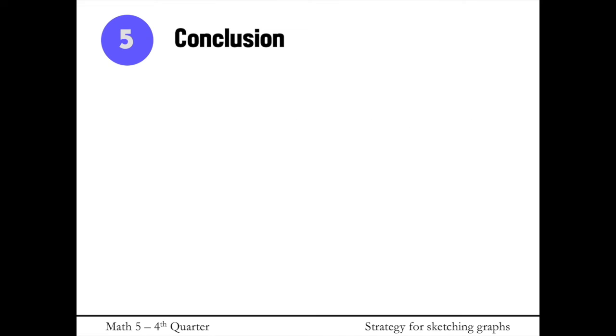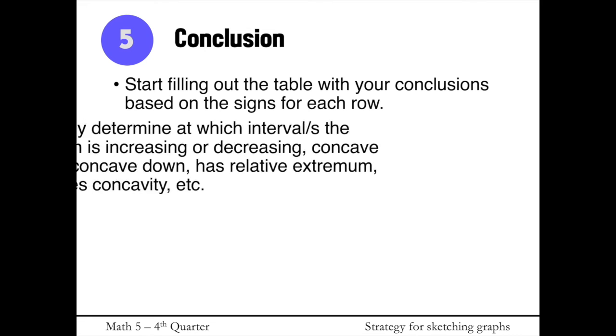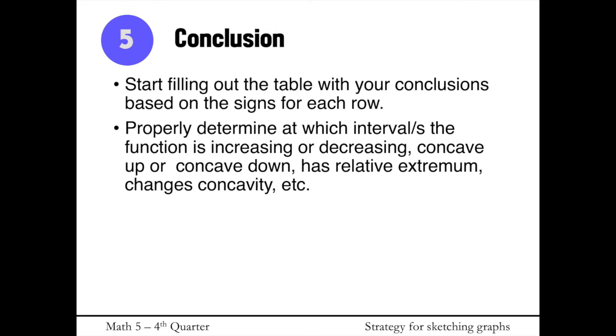For the fifth step, using the table of signs, start filling out your conclusions. Of course, you should base your conclusions on the signs for each row. Remember that you have to properly determine at which intervals the function is increasing or decreasing based on the first derivative, concave up or concave down based on the second derivative, where the function has relative extrema based on the first derivative, and how the concavity changes based on the second derivative, and any other conclusions that may occur.